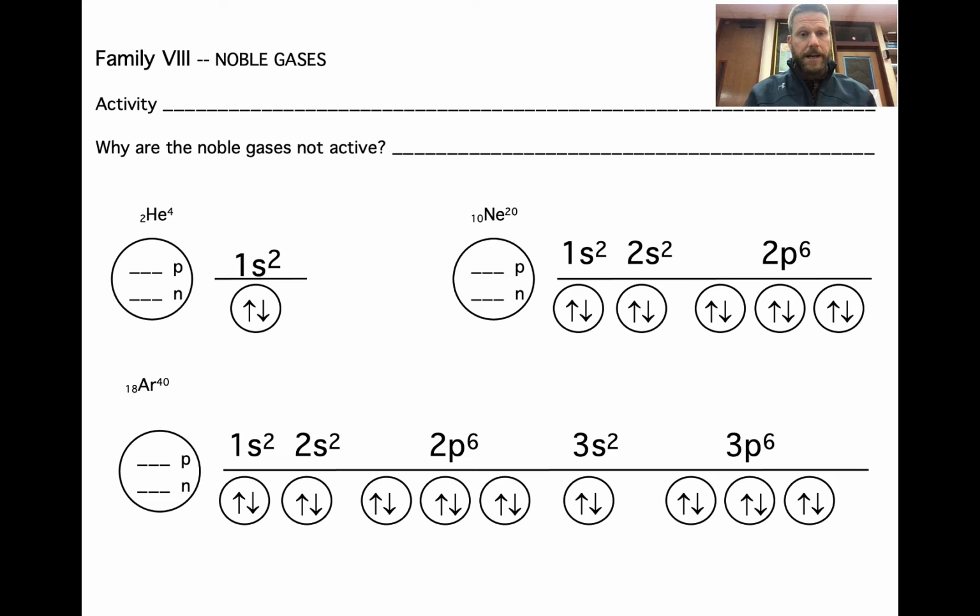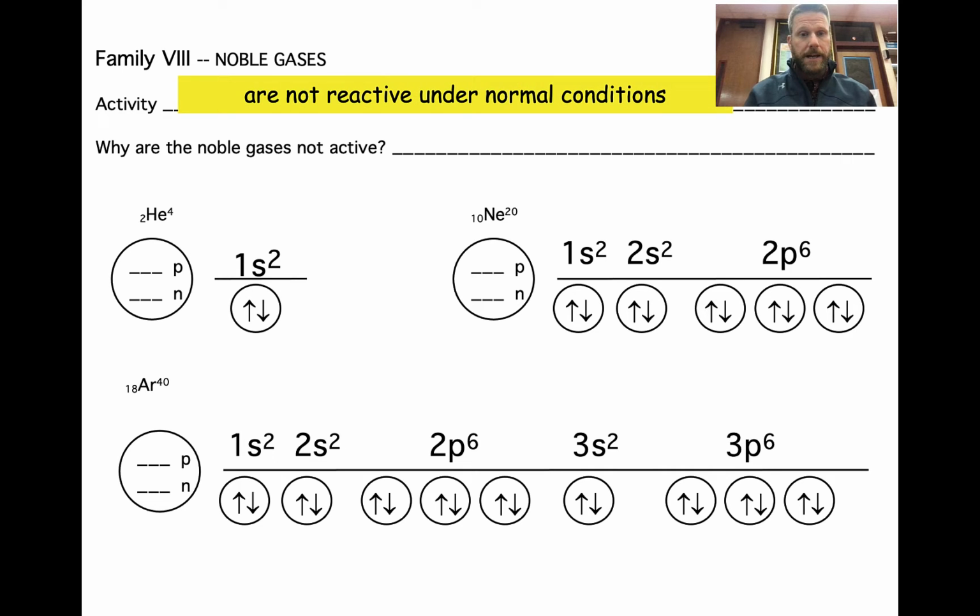So let's talk about those noble gases for a second. Noble gases are not reactive under normal conditions. There's a reason why they're not reactive, and that is because they have a filled valence shell. There's no need for them to gain or share or lose electrons in order to get a full valence shell because they already have a filled outer shell of electrons.